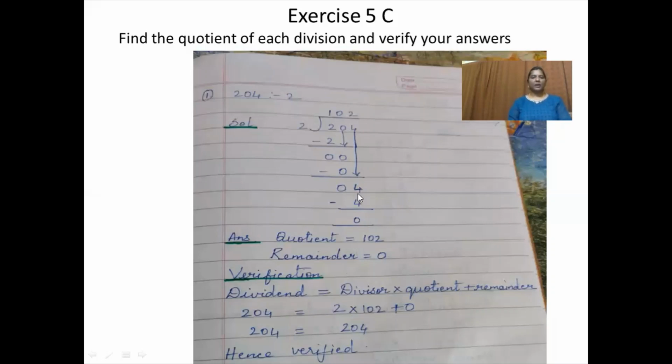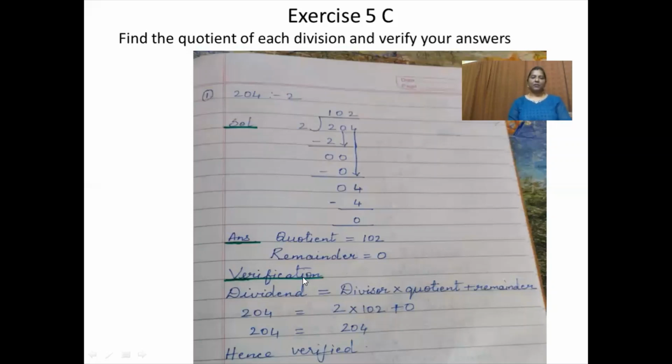Now get down the number beside this 0. Now 1 2s are 2 and 2 2s are 4. Now 2 minus 2 is 0, bring down 4. 2 into 2 is 4, so write 2 in the quotient place. Now 4 minus 4 is 0. Thus the answer we got: the quotient is equal to 102, remainder is equal to 0.